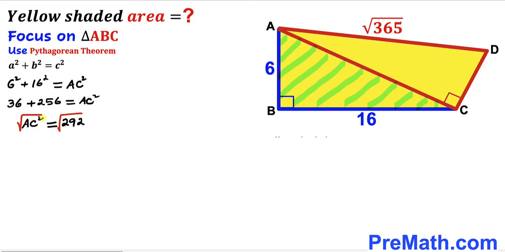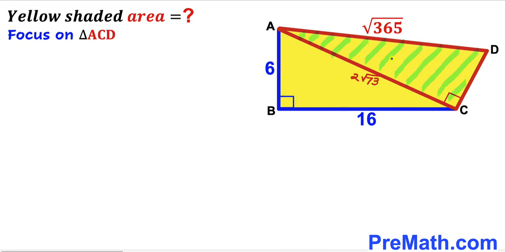Now we undo this square by taking the square root on both sides. The square and square root undo each other. So our side length AC turns out to be 2 times the square root of 73.